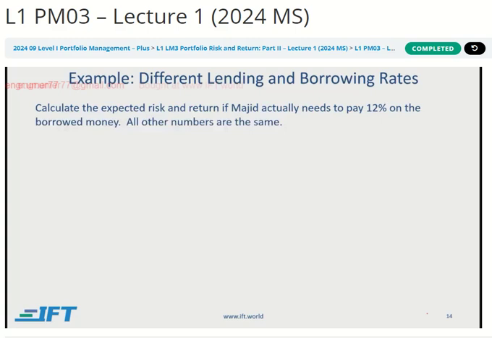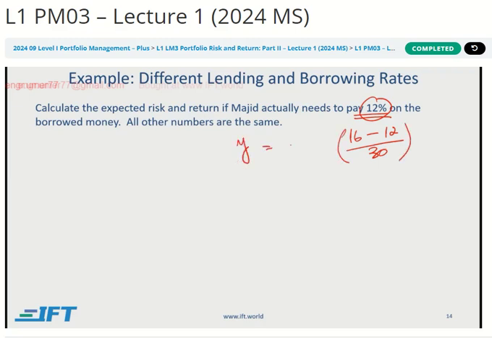Now all numbers are the same. The only difference now is that he has to pay 12% instead of 10. So now he's earning 16, but instead of paying 10, he now has to pay 12, and the same detail is there in terms of your standard deviation. So this becomes your slope now, right? And what was the equation?